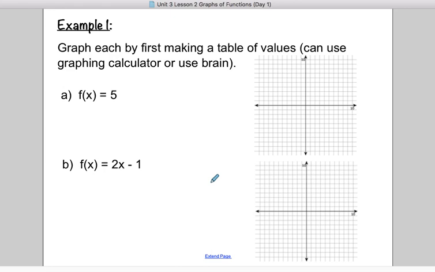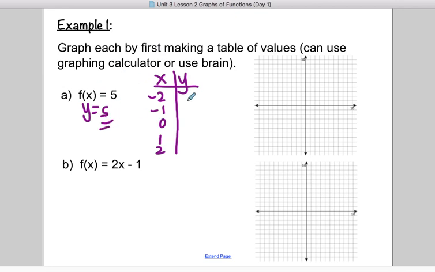So graph each by first making a table. You can use your graphing calculator or your brain. So let's make a table for this one. And really, this is just y equals 5, so I wouldn't even say we need to have a table, but it's usually safe for most of them until we get into more complex ones to start out with -2, -1, 0, 1, 2 for our table. And no matter what I plug in here, you're always going to get out 5.